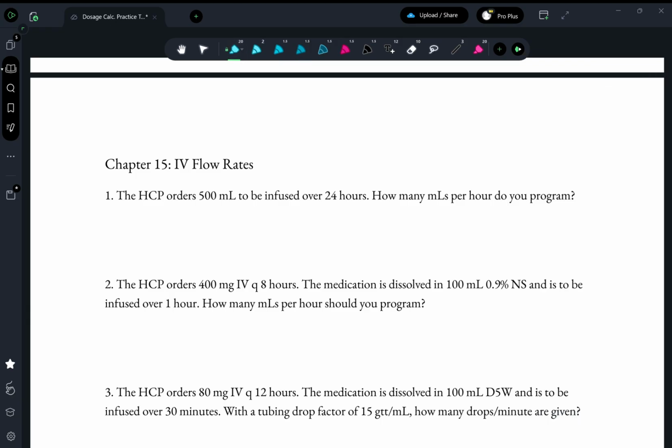So let's see. We want 500 mLs. We want to infuse it over 24 hours. So how many mLs per hour are we going to get? This time we do care about our time, because we're not giving this once in 24 hours. We're giving it across 24 hours. So the simplest way to do this is just your 500 mLs divided by 24 hours. That's going to give us 20.8, and you're just going to round up to 21. So we're going to do 21 mLs per hour in this case.